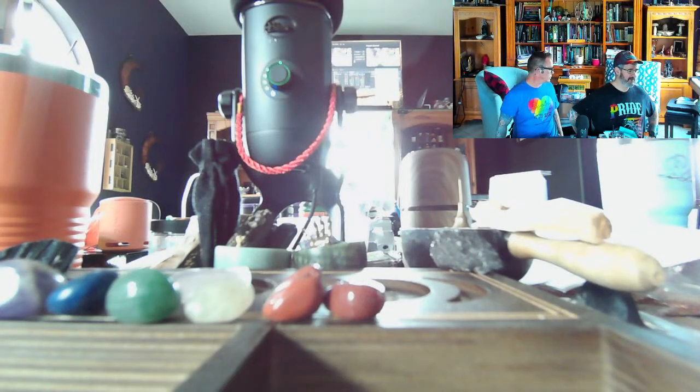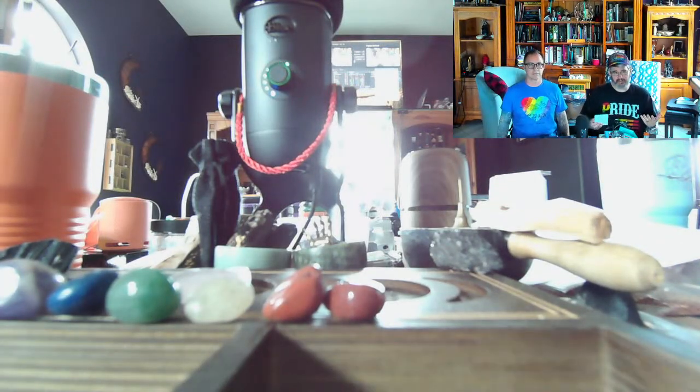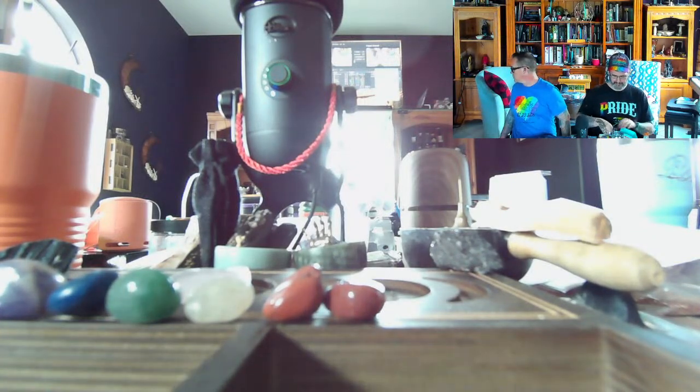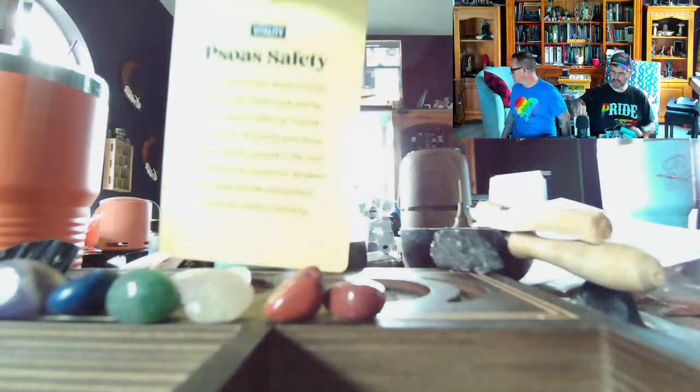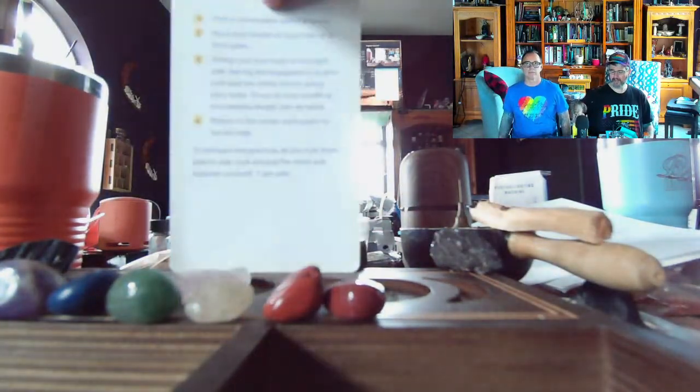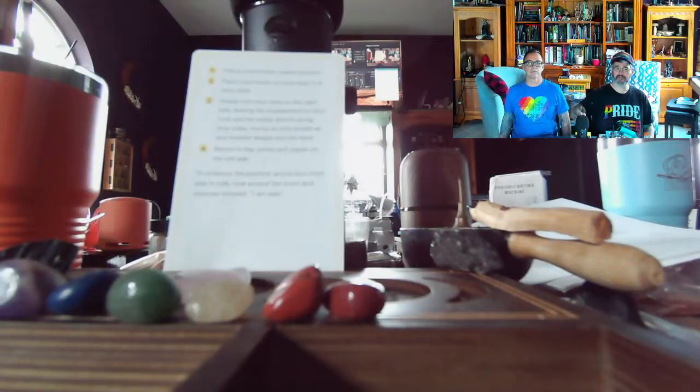Take some deep breaths. To enhance the practice, as you turn from side to side, look around your room and assure yourself that I am safe. I'm safe. I am safe. So you're going to repeat this a couple of times until you feel safety. And so this, obviously, from the Vagus Nerve deck, is all about connecting yourself to your body and to everything that's around you, and resetting or reworking your vagus nerve.